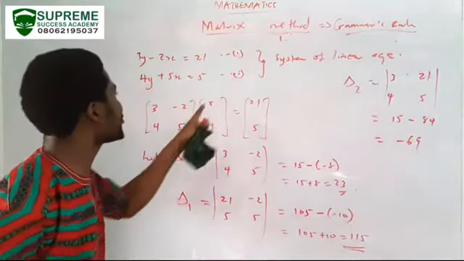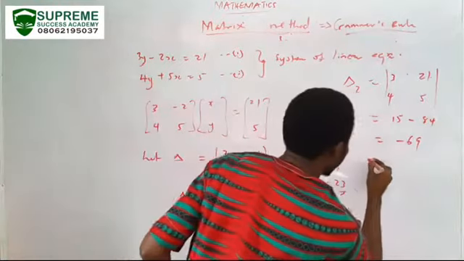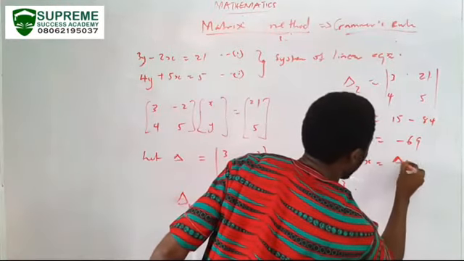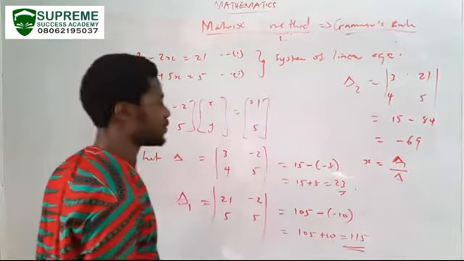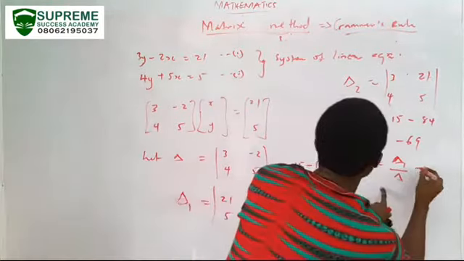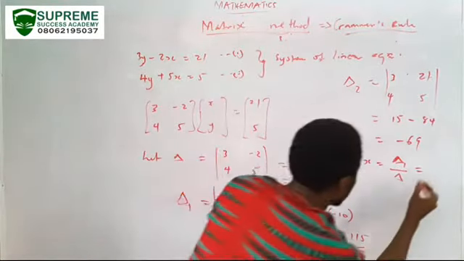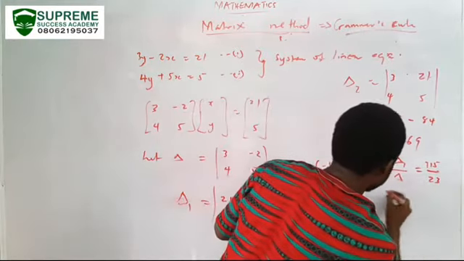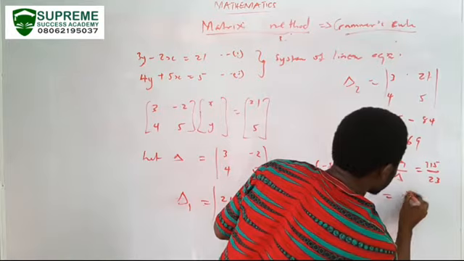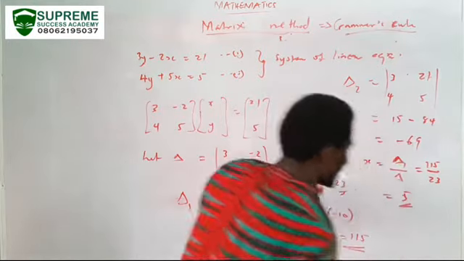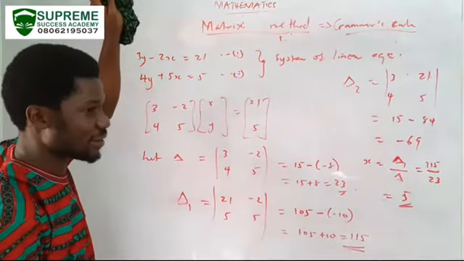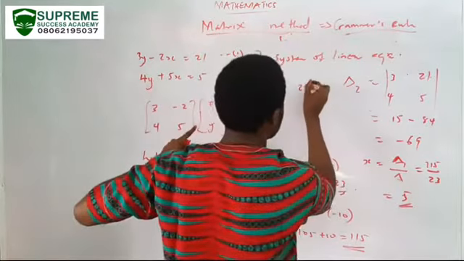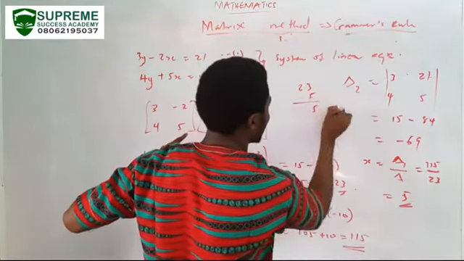Very good. So how do you obtain your x and y? You see now? X equals delta 1 divided by delta. See the beauty of mathematics. So what is delta 1? 115 divided by delta itself, 23. What's that? Can you remember? That's what we have for our x, 5. Is that correct? Because we remember we said that 23 multiplied by 5 is 115.